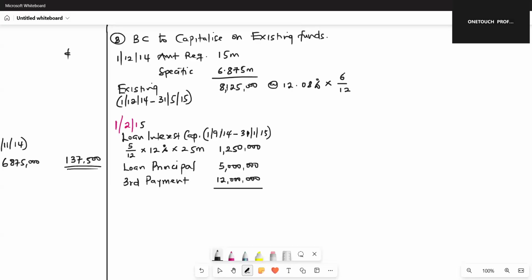Everything, this amount they withdrew. So it will be at 4.08% times 4/12. This is up to 31st May 2015. The total is 18,250.